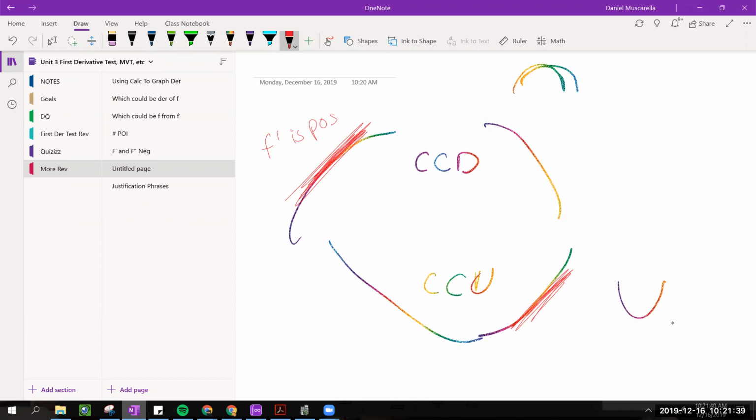Yeah. Okay. They're both increased. Okay, wait, I need to take a screenshot.